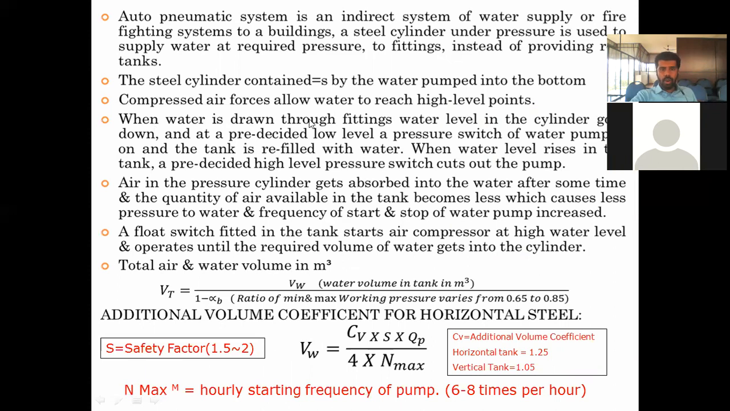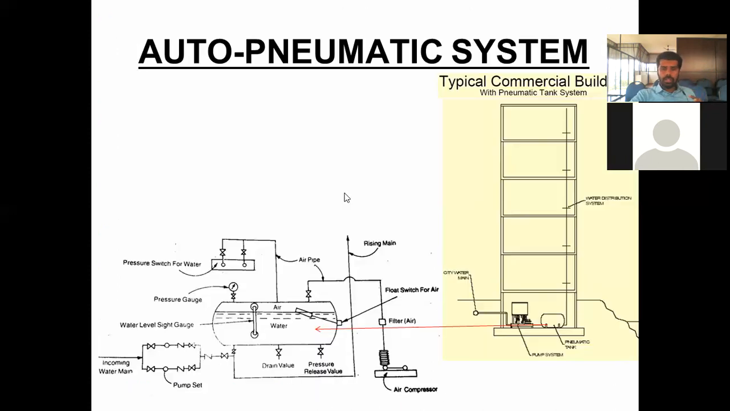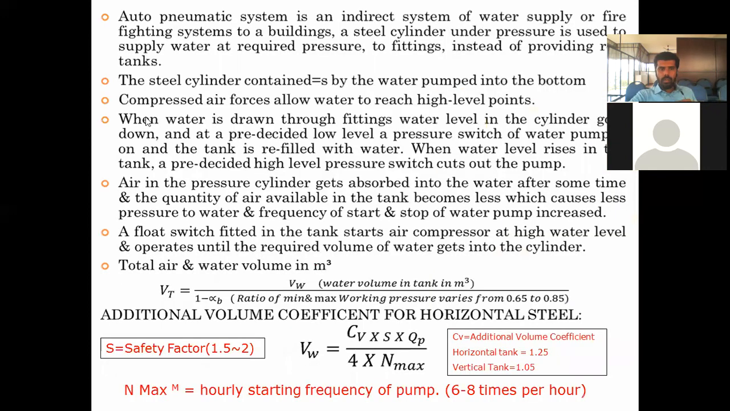So when water is drawn through a fitting, it will be at a high level, and not only that, it will be in a pressurized state, and the water inside this pipe will be in a pressurized state. Okay, so when you are trying to open one tap, one fitting, what happens when water is drawn through fittings? The water level in the cylinder goes down.